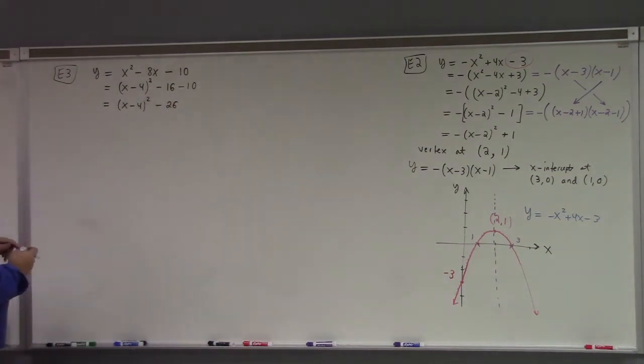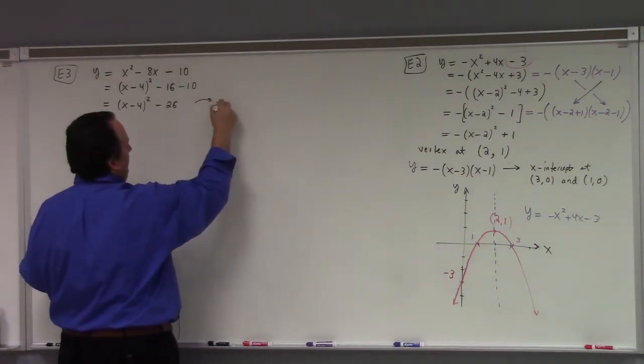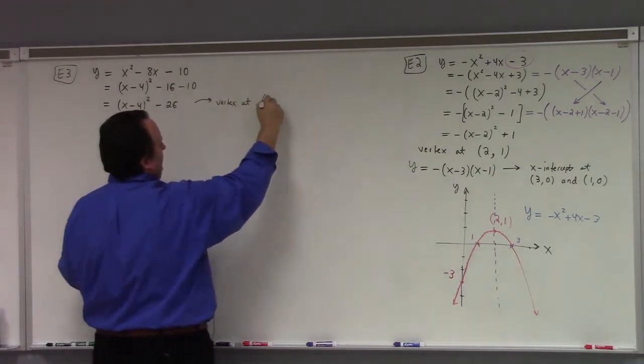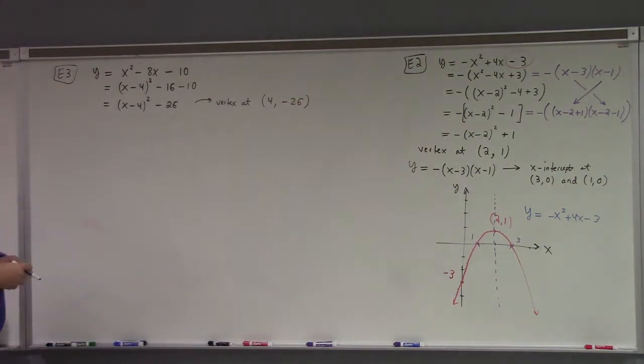Oof. All right, this graph's kind of big. What can I do? Well, it is what it is. So where's my vertex? Four comma minus 26. That's where my vertex is. How about my x-intercepts? Does it have x-intercepts? The answer is yes. If you complete the square, and you get minus a number, that means you can repackage it as a difference of squares, and you can factor it over the real numbers. It's not pretty, but you can do it.